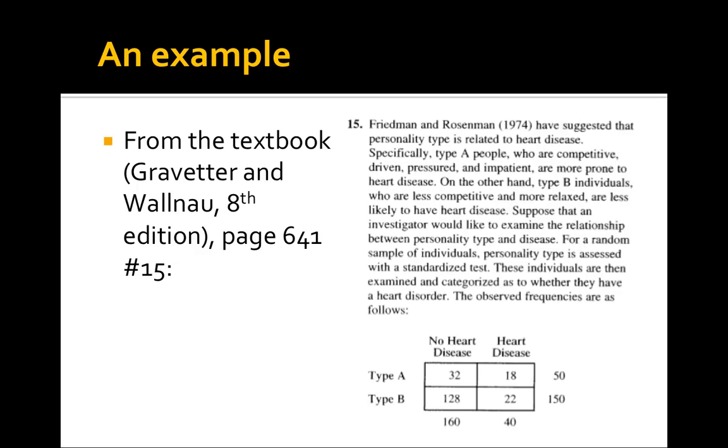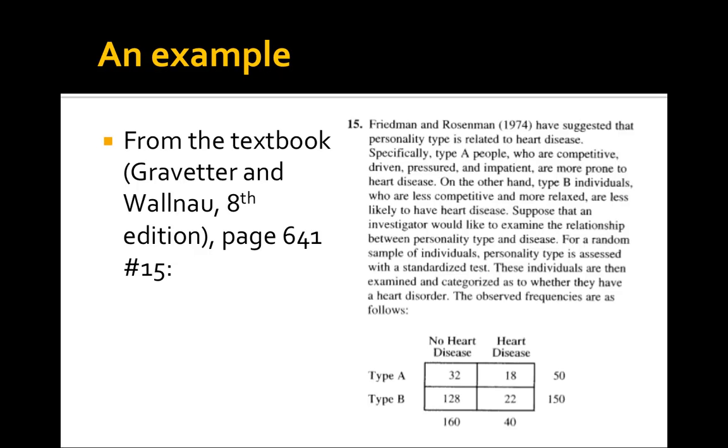So this is an example from the textbook that looked at the differences in type A versus type B people. Type A tend to be more competitive, driven, pressured, and impatient. Type B are less competitive, more relaxed, and less likely to have heart disease. So they were measuring whether people were type A or type B, the frequencies of whether they fell into that category, in a random sample of individuals. And they were examined and categorized as to whether they have a heart disorder.